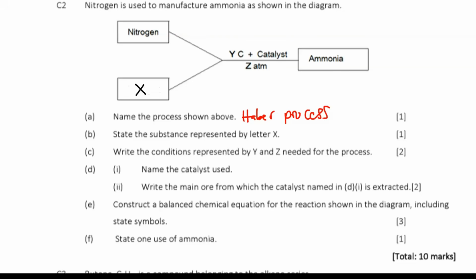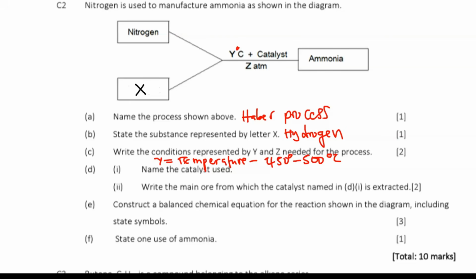State the substance represented by letter X. So nitrogen reacts with hydrogen. So this is the hydrogen, to form ammonia. Write the conditions represented by Y and of course Z. So Y must have been degrees Celsius. So the condition represented by Y is what? The temperature, of about 450 to 500 degrees Celsius.